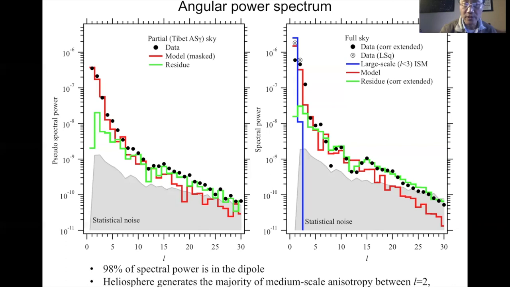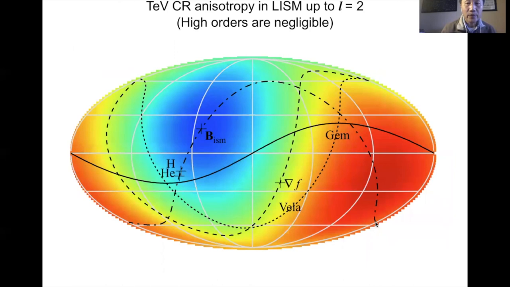Anisotropy of cosmic rays in the local interstellar medium will look like this, almost a dipole. And to produce this map, we also need a density gradient perpendicular to the magnetic field. This density gradient points roughly towards Vela.